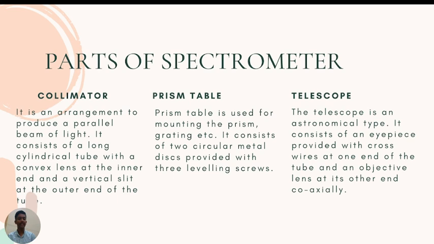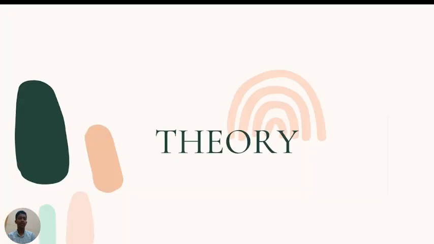The telescope, as everyone knows, is an astronomical tool. It consists of an eyepiece provided with a crosswire at one end and an objective lens at the other end, coaxial. The distance between the objective lens and the eyepiece can be adjusted such that the telescope forms a clear image at the crosswire. Let us understand the theory behind the experiment.